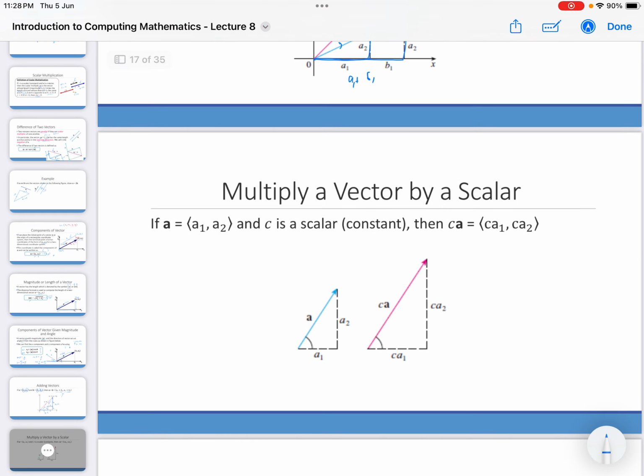And then if we want to multiply a vector by a scalar, let's say we have the components of A, A1, A2, and C is a scalar or some constant value. Then C times A equals C times A1 for the first component, and the second component is C times A2. So we will have it like this. This one is A, and this one is the vector C times A. The length will be different, depending on the value of C, and the direction will be the same.